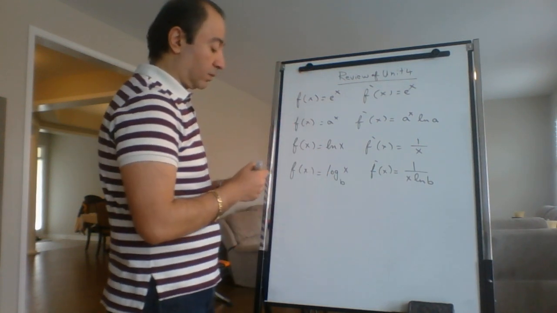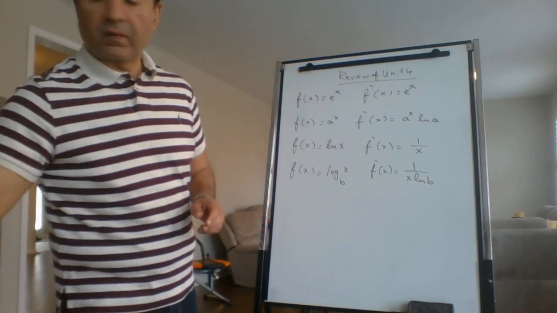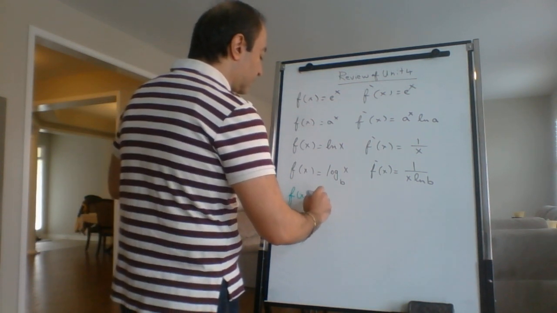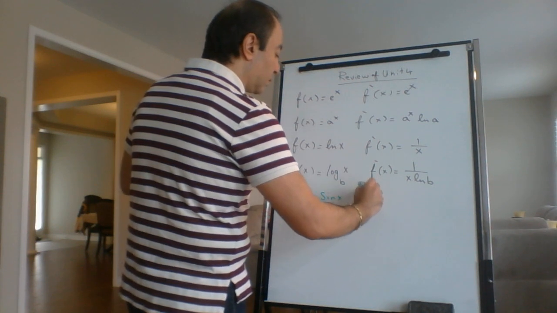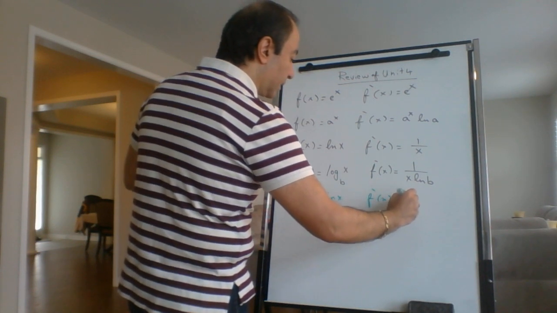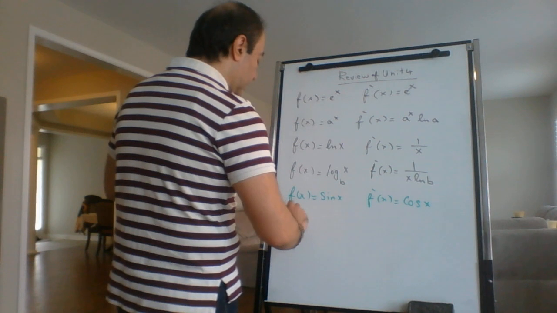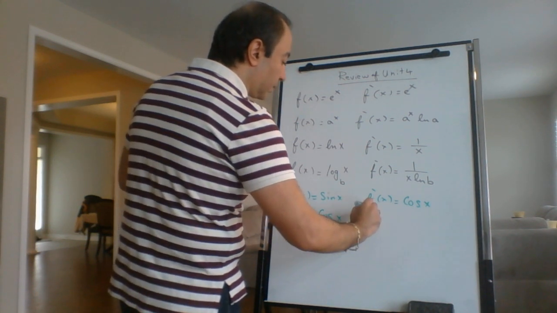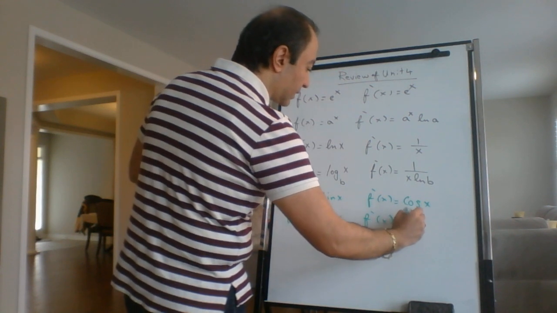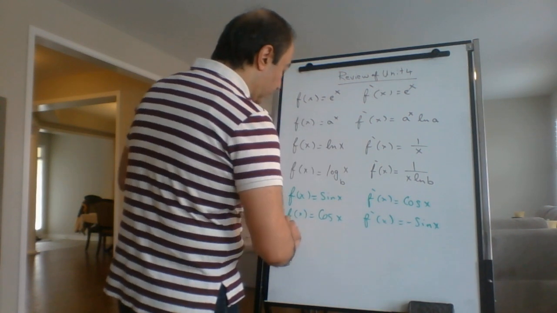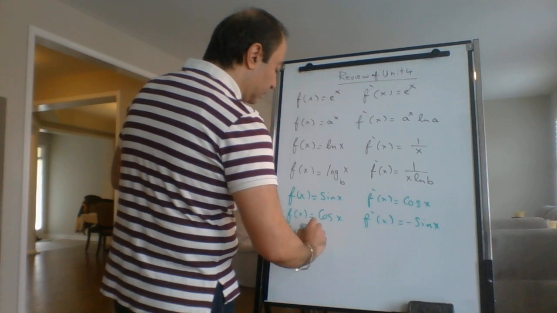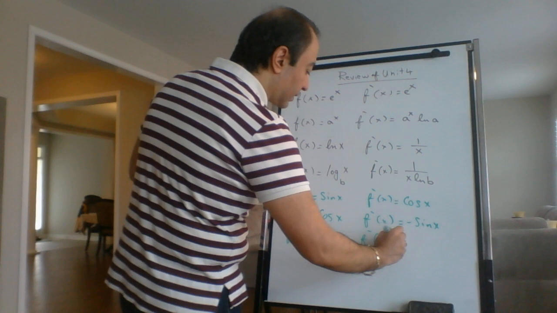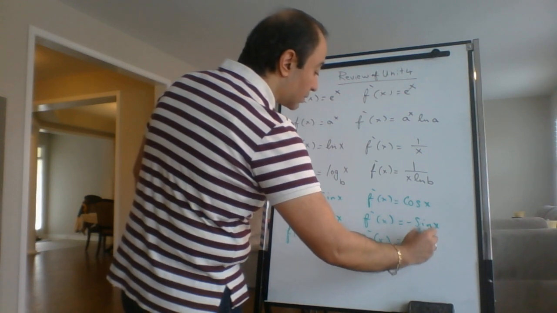Then we learned about trigonometric functions. So if f of x equals sine x, f prime of x equals cosine x. If f of x equals cosine x, f prime of x equals negative sine x. If f of x equals tan x, f prime of x equals secant squared x.